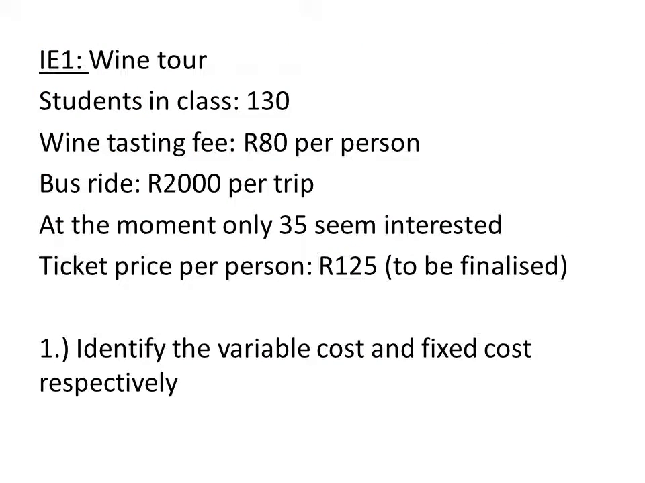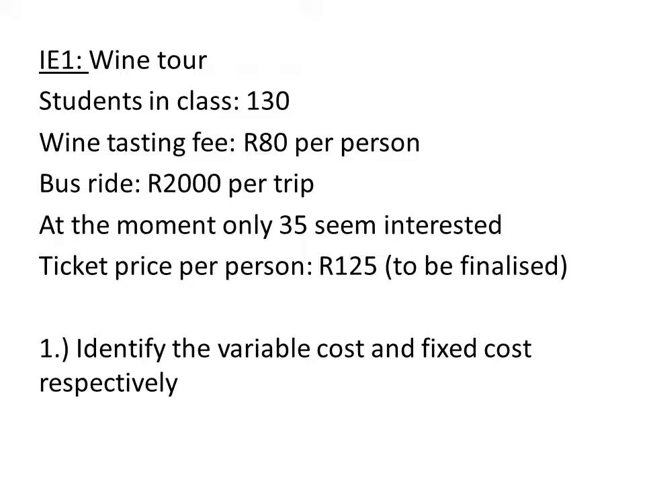Okay, let's dive into an example. Say a class of students are going on a wine tour. There's 130 students in class. The wine tasting fee at the wine farm is 80 Rand per person. That's what they charge. And the bus ride is 2,000 Rand per trip. At the moment, only 35 seem to be interested. The ticket price per person is 125 Rand. And it could change, but that's the current price.